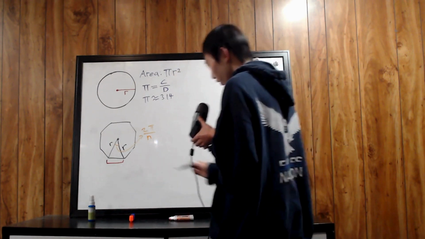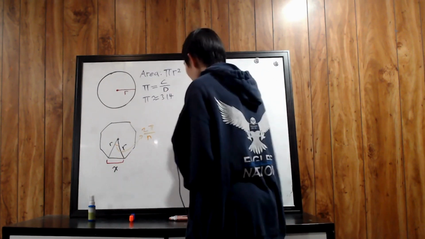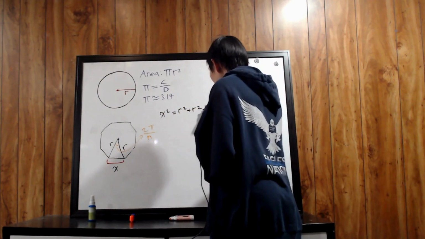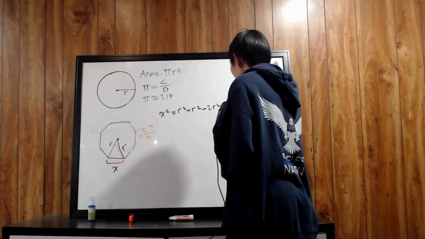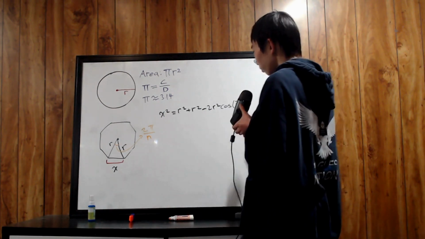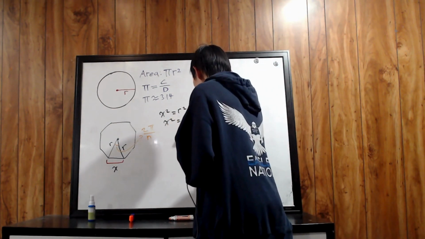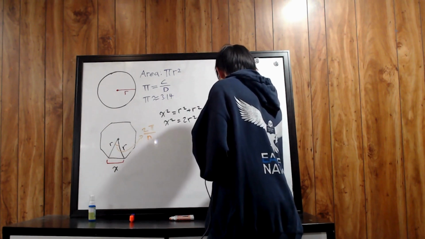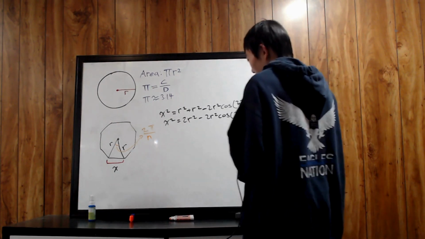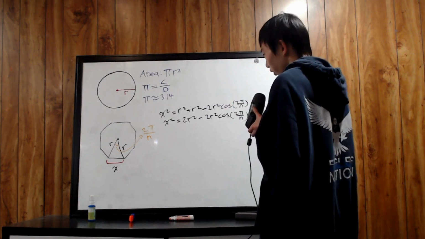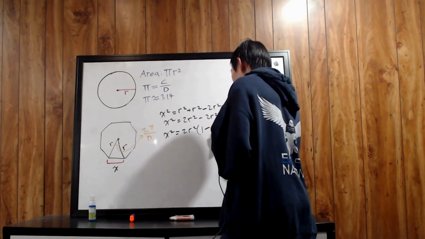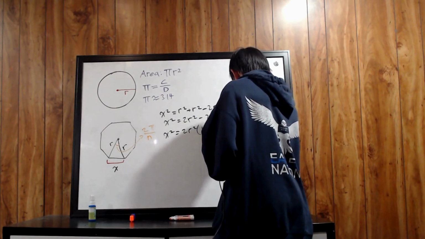So then using cosine law, we can write this as x. x squared is therefore equal to r squared plus r squared minus 2r squared times cosine 2 pi over n. So then now, if you were to simplify this, you get x squared is equal to 2r squared minus 2r squared times cosine 2 pi over n. That's nice. Now, what you can do is factor out 2r squared. So x squared is equal to 2r squared times 1 minus cosine 2 pi over n.